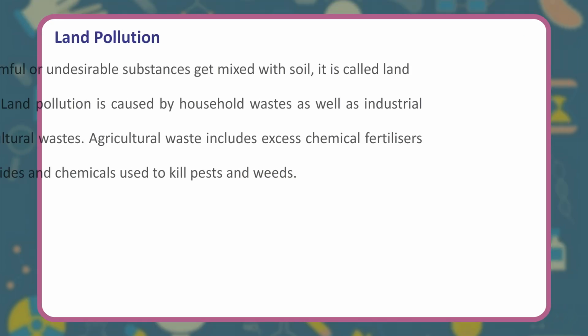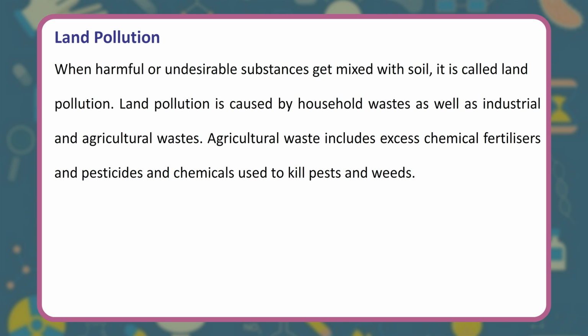Land pollution. When harmful or undesirable substances get mixed with soil, it is called land pollution. Land pollution is caused by household wastes as well as industrial and agricultural wastes. Agricultural waste includes excess chemical fertilizers and pesticides, and chemicals used to kill pests and weeds.